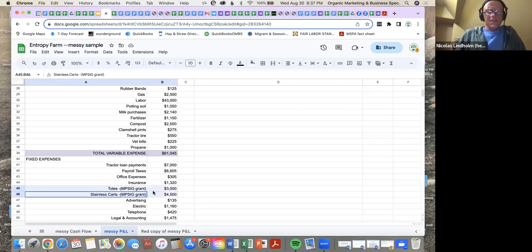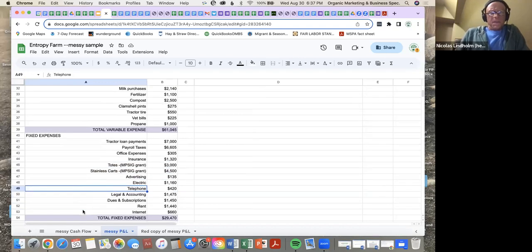Because also in this section, they've got some grant expenses. So we saw up under income, they had some grant income, and now here's what they spent that money on. It looks like it was that produce safety improvement grant that MOFGA administered. They bought some totes and stainless steel carts, and that's here in their fixed expenses this year.